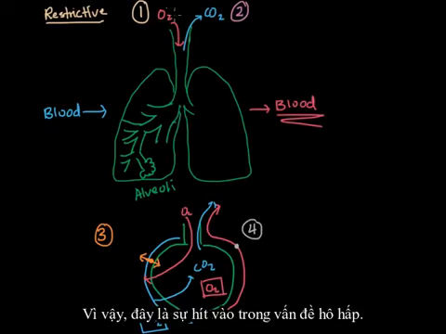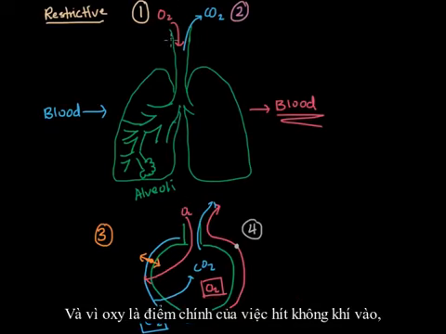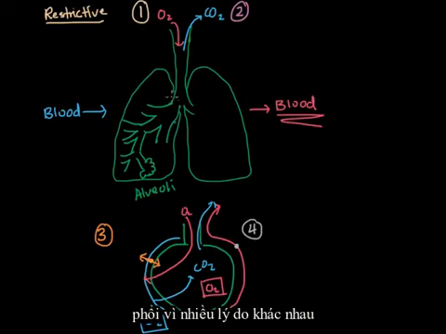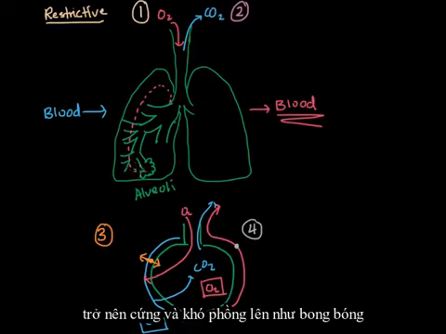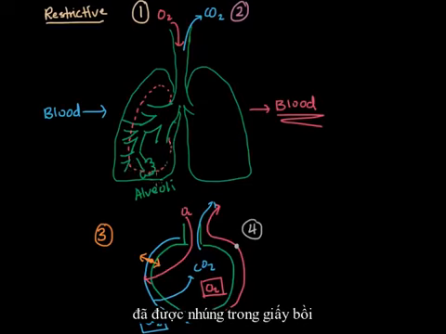So this is an intake, inspiration problem. And since oxygen is the main point of taking air in restrictive diseases, we lack oxygen. What happens is the lungs, for a variety of reasons, become stiff and hard to blow up, like a balloon that's been dipped in papier-mâché and can't blow up properly.